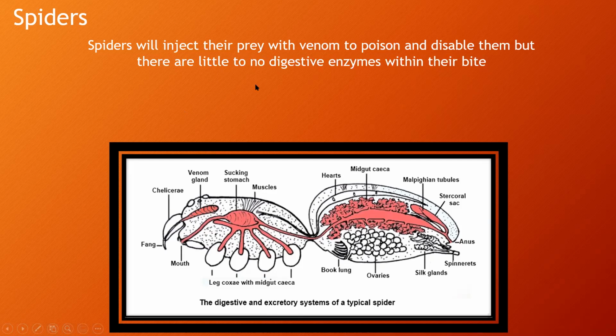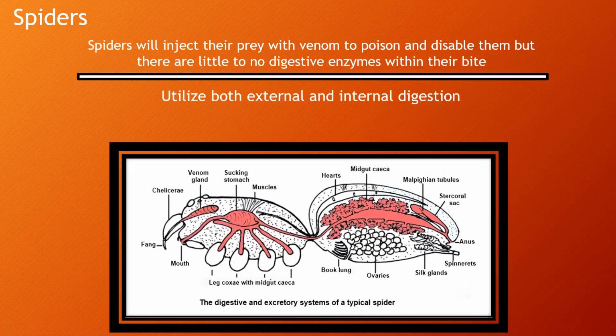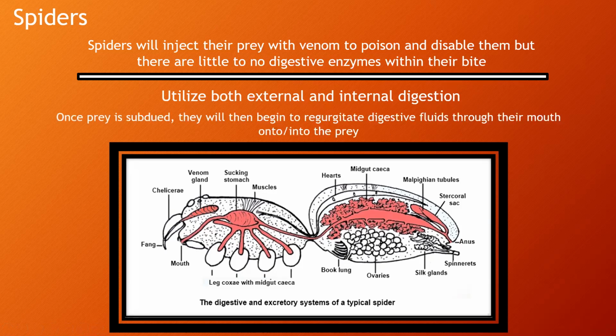There are little to no digestive enzymes in their initial bite when they inject something. But as that organism starts to slow down, the spider will rebite into it and start injecting these digestive enzymes into their bite. They're going to utilize both external and internal digestion.